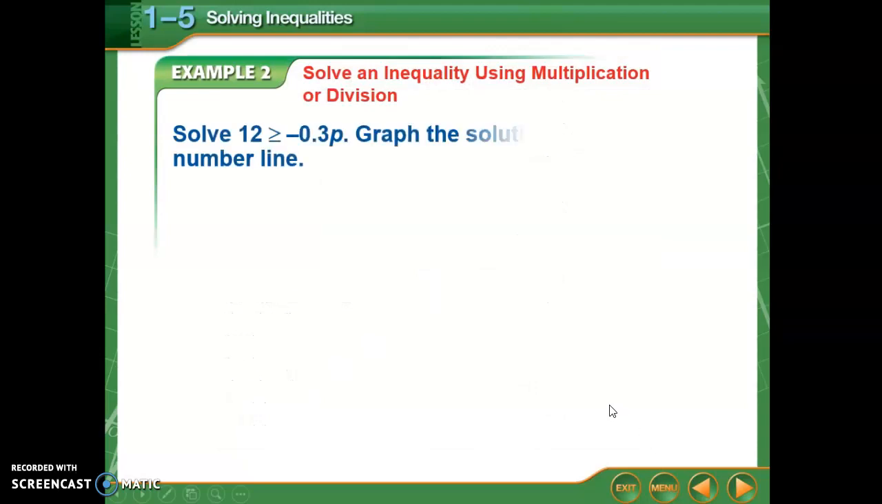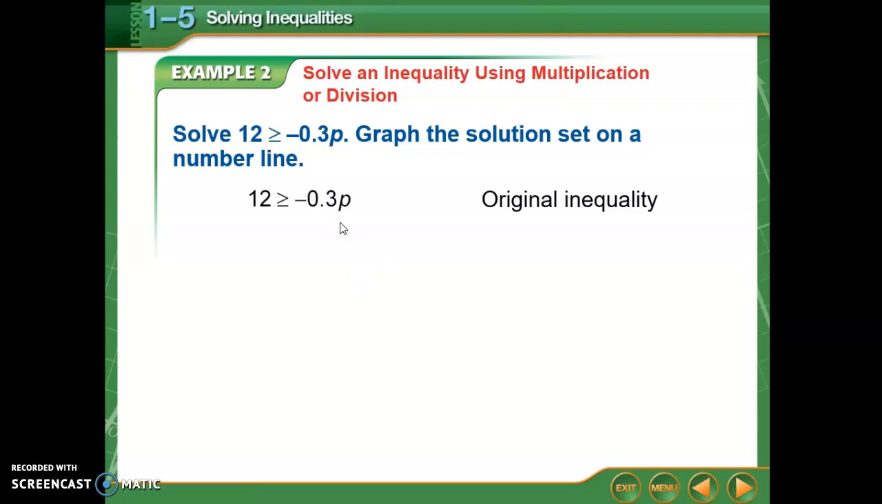Okay? All right, let's apply. Solve 12 is greater than or equal to negative 0.3p. Graph the solution set on a number line. All right, let's start with the original inequality. So we are going to divide both sides by negative 0.3.